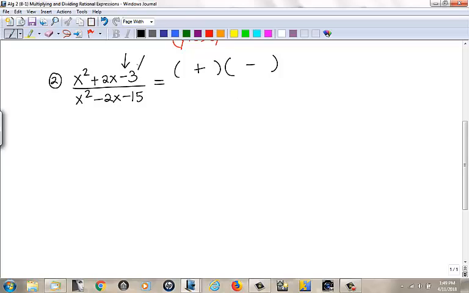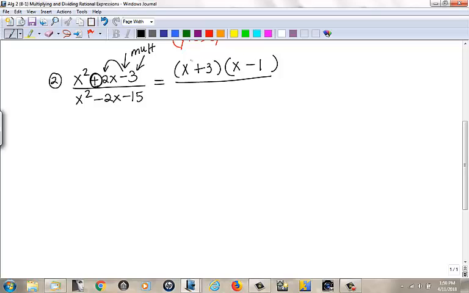This tells me I need two numbers that multiply together to give me 3. If there's a 1 in front here, the clue is they multiply together to give me 3, and they differ by 2. So 3 and 1, and this is the sign of the larger one. So it's got to be x plus 3 and x minus 1.